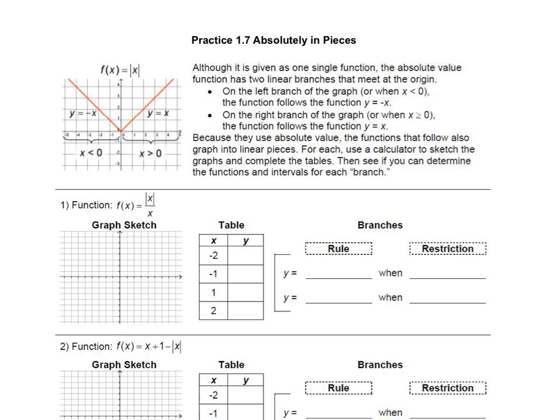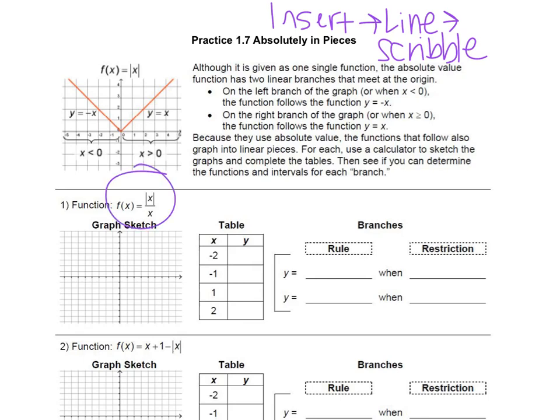Okay, also remember that on Google Slides you can do insert, line, and then scribble in order to create a graph, which is what we're going to do down here on number 1 and 2. So the first thing you need to do is go to your calculator and create this new graph. We need the absolute value of x divided by x.